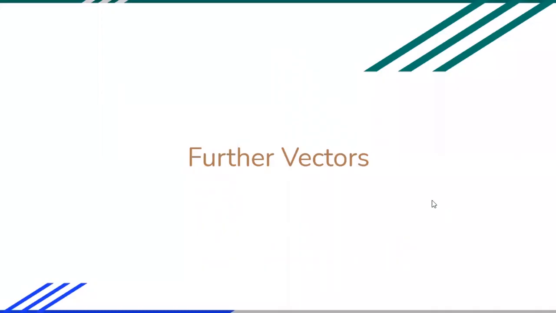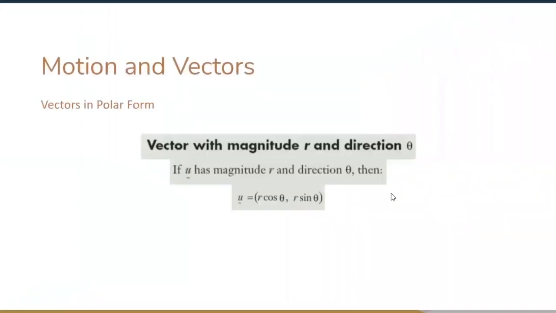Today we're going to continue with the vectors topic, and we're going to be covering representing motion using vectors. As mentioned previously, vectors can be used to represent a whole variety of situations, and a very common one is the motion of objects as they're traveling in linear directions. An easier way to represent vectors when we're using motion is to use polar form.